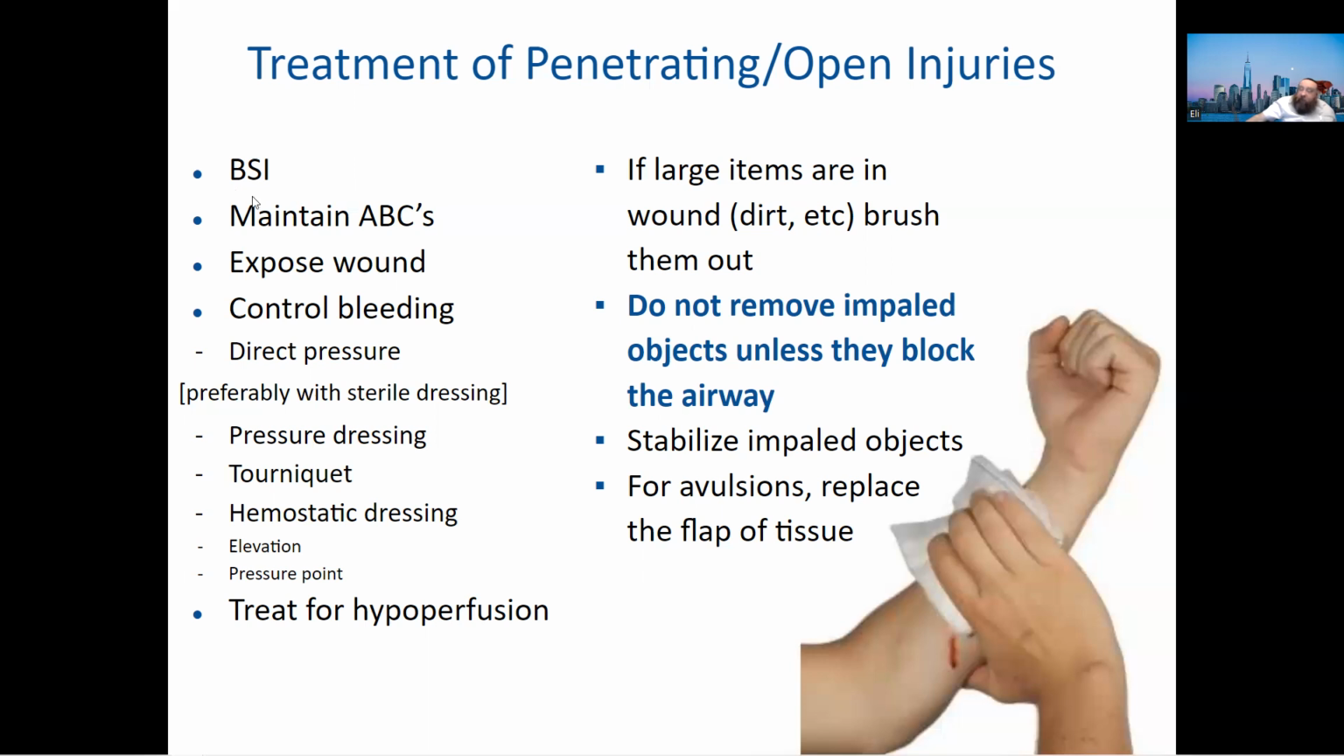BSI or PPE, maintain the ABCs, which we'll talk more about. Expose the wound, so if they've covered it with toilet paper or tissues, you've got to get that off. Control the bleeding. And there are different ways we're going to teach you how to control bleeding, and we're going to treat for hypoperfusion should it be necessary.